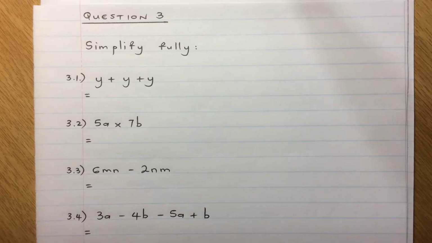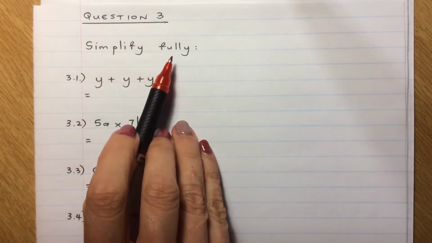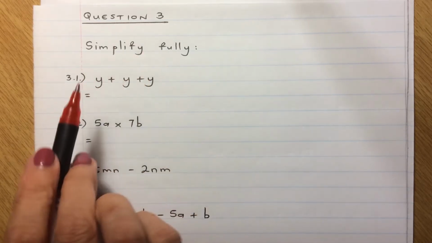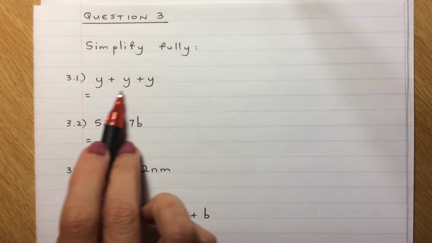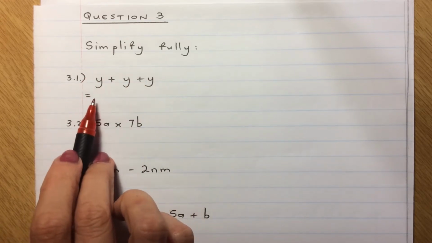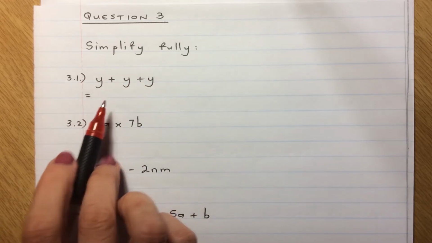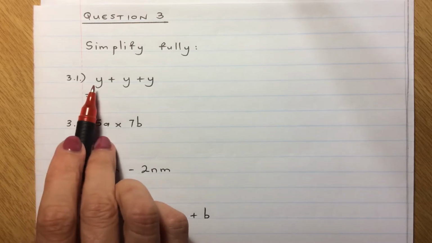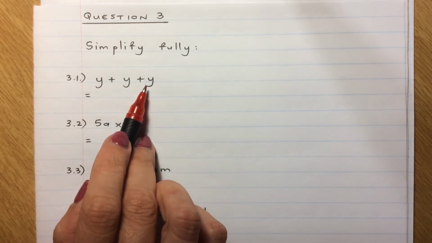My instruction in question 3 is simplify fully. All right, so I want to make these algebraic expressions look as simple as possible. All right, so 3.1, I've got y plus y plus y.